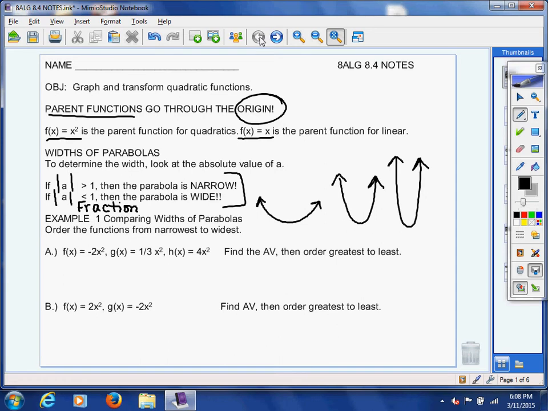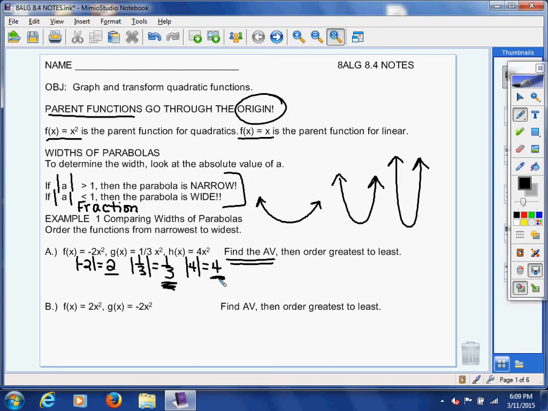First thing you want to do is find the absolute value of each of your A's. So the absolute value of -2 is 2. Absolute value of 1/3 is 1/3. And the absolute value of 4 is 4. So you find the absolute value first, okay? We did that. Then we're going to put them in order from greatest, biggest, because that's the most narrow, to smallest number. So of your 3 choices, 2, 1/3, or 4, which one's the biggest number up there?